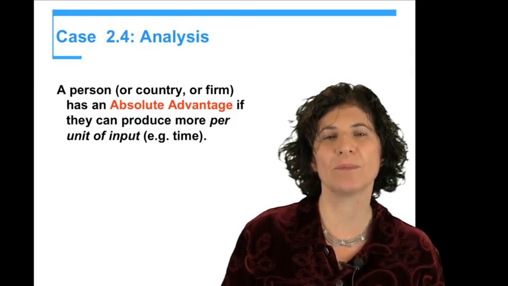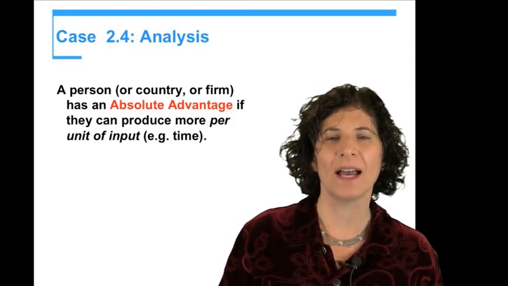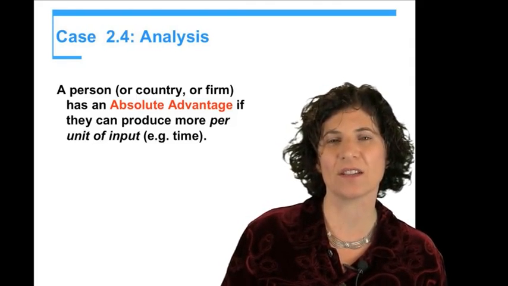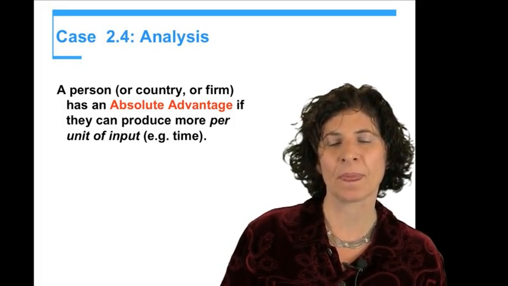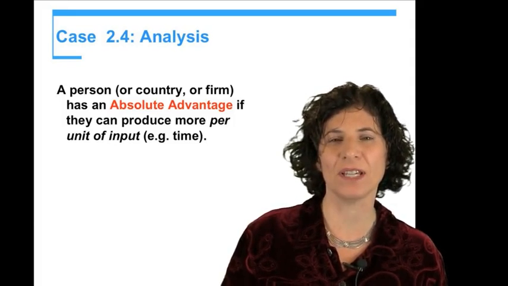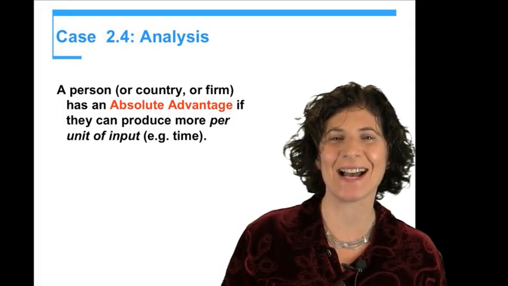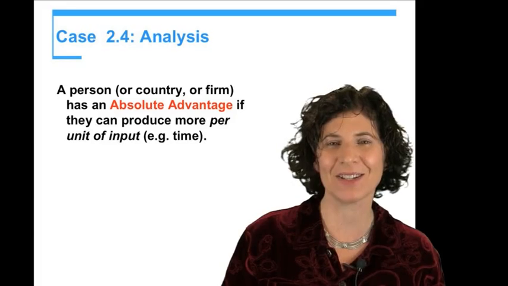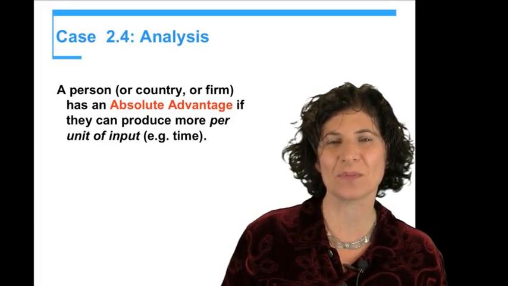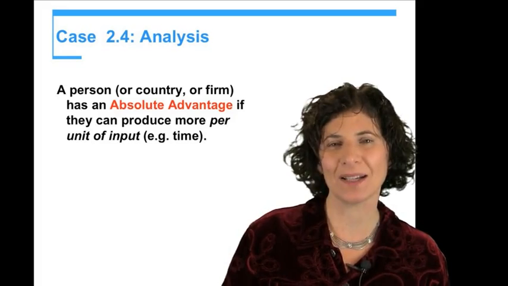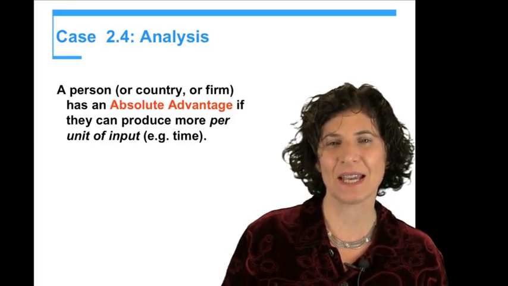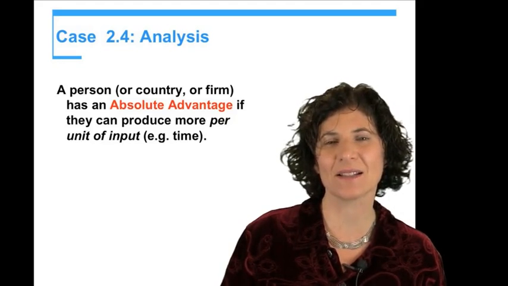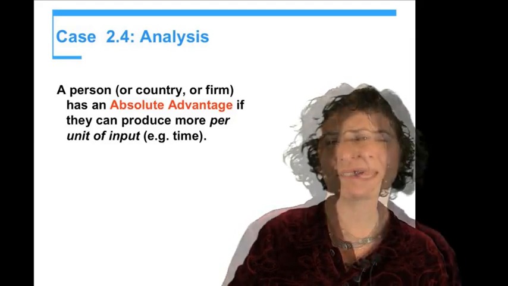So in this case, the unit of input is time, or an hour, and Sarah has an absolute advantage in home goods because she can produce more home goods per hour. And Sarah has the absolute advantage in market goods because she can produce more for each hour in the marketplace than Abe can. So again, we have Sarah being better at both tasks. She has the absolute advantage in both tasks.